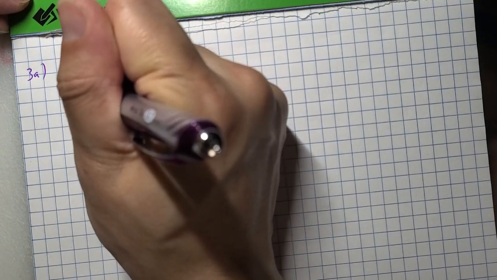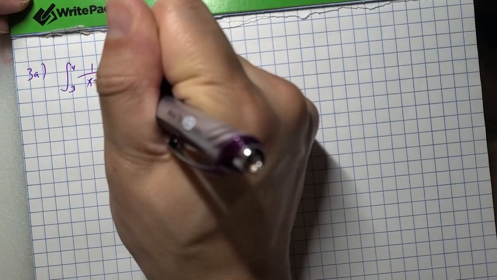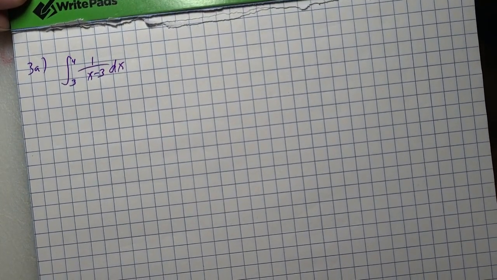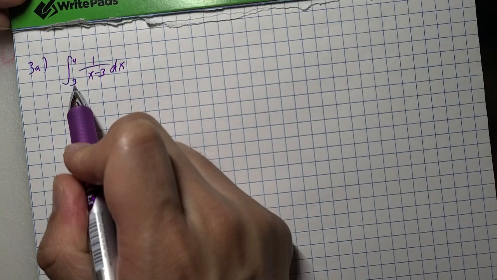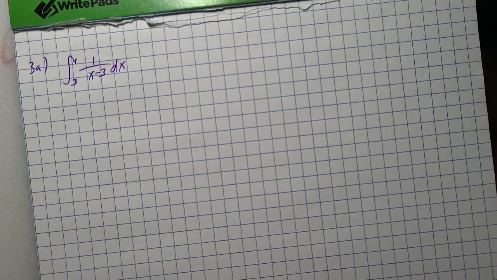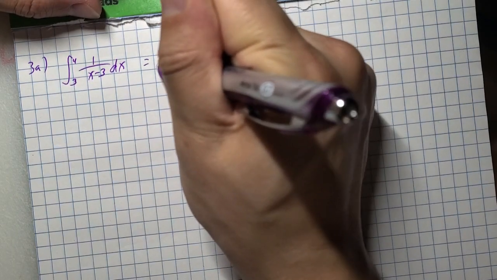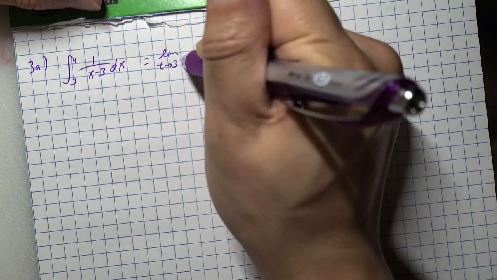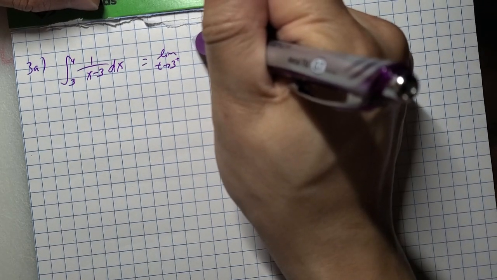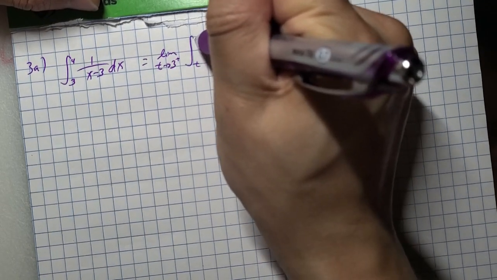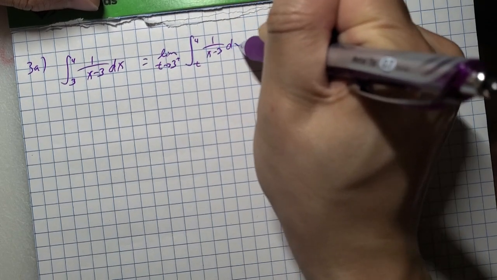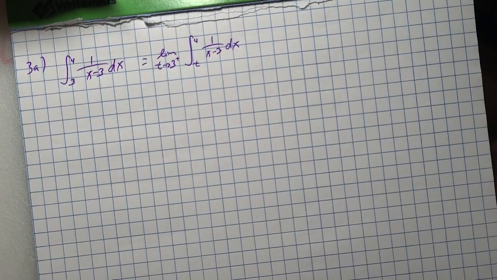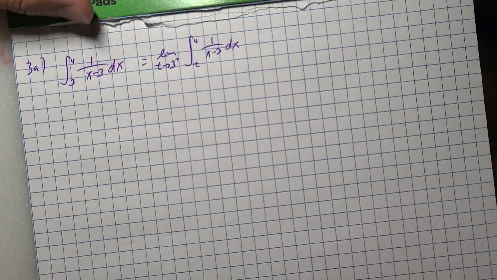So it tells us to solve the improper integral, so we know it's improper. This is improper because as it goes to 3, then this guy would go to 0. So 1 over 0, infinity, right? That's why it's improper. So we can rewrite this as limit as t goes to 3 from the right, integral of t to 4, 1 over x minus 3 dx.